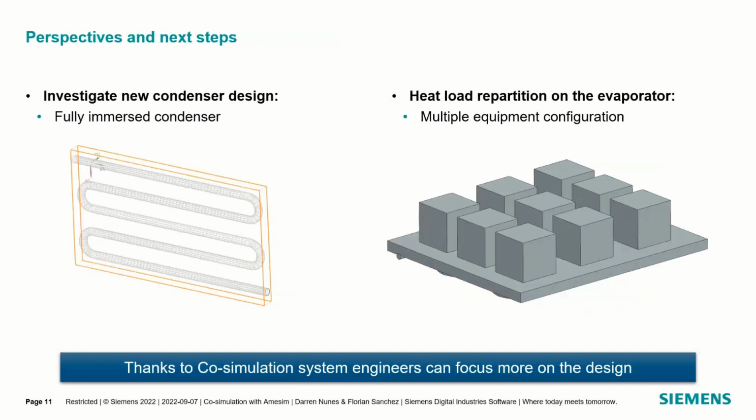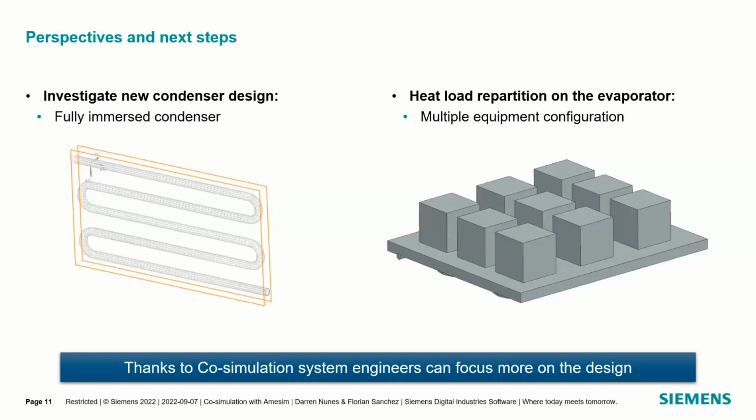Next slide, please. As perspectives and next steps, these are solutions that we are currently investigating. We can investigate new condenser designs, something more complex on the 3D side, without modifying the SimCenter AmSim model much, which is really interesting for a system engineer. For example, we can investigate a fully immersed condenser to use both sides of the condenser plate to extract the heat to the environment.